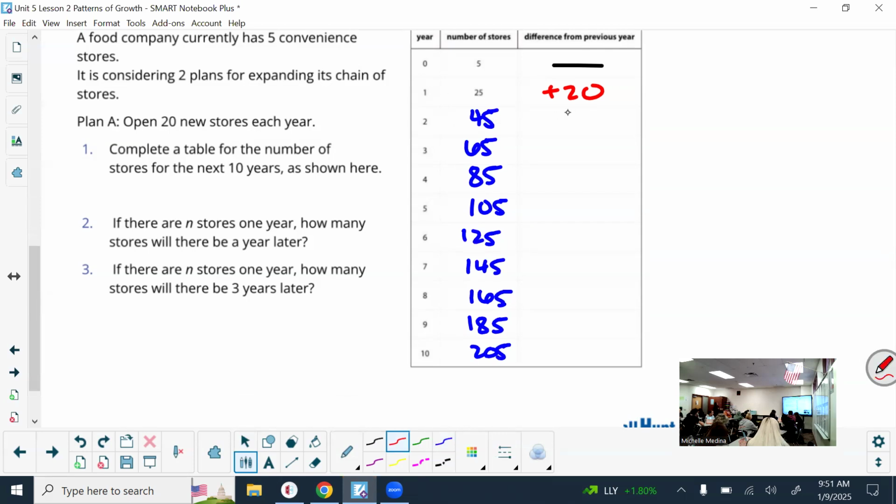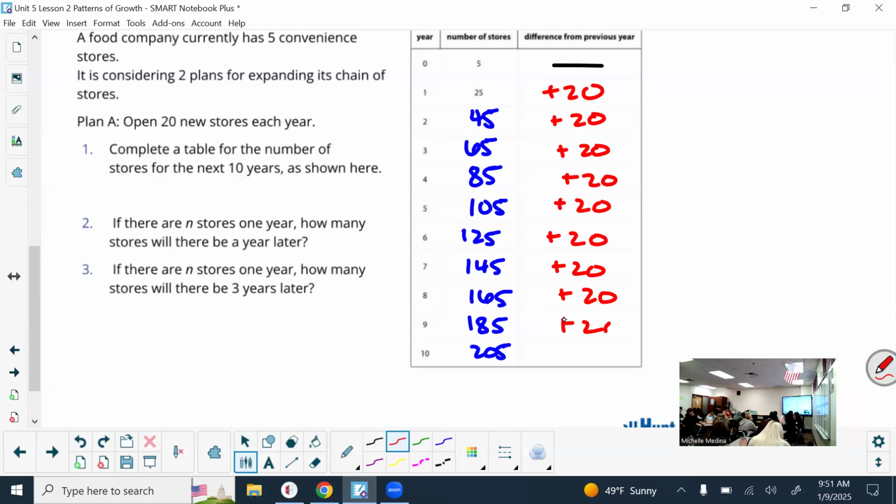Jaden, what's the difference from year 1 to 2? Macy, what about from year 2 to 3? Bella, year 3 to 4. Aiden, year 4 to 5. Jake, year 5 to 6. Evan, year 6 to 7. Year 7 to 8. Emberlyn, year 8 to 9. Julia, year 9 to 10.